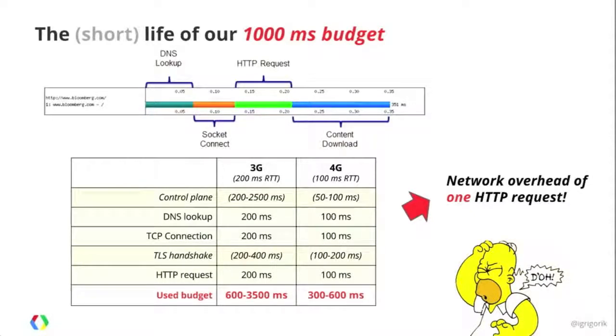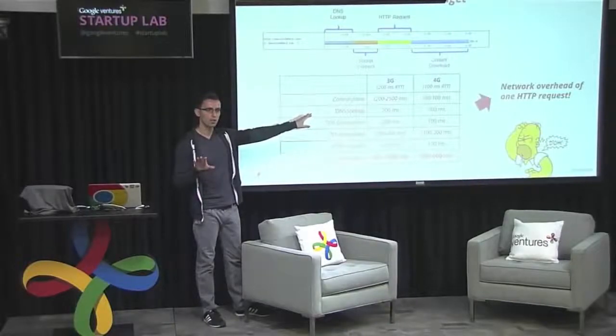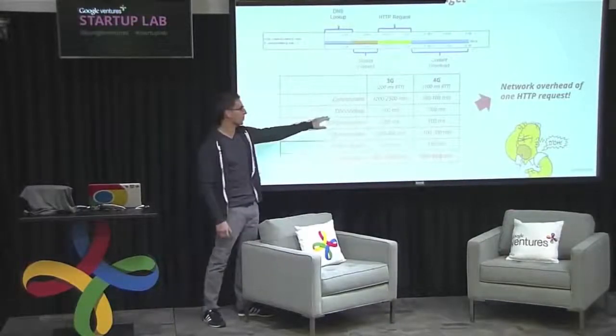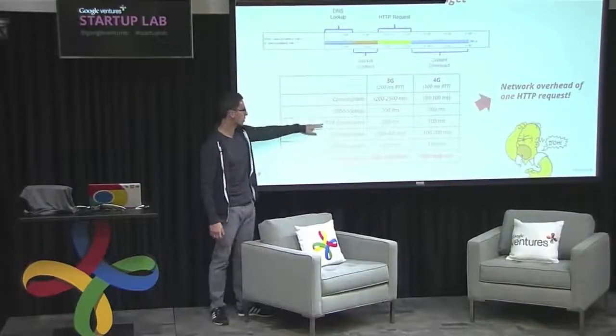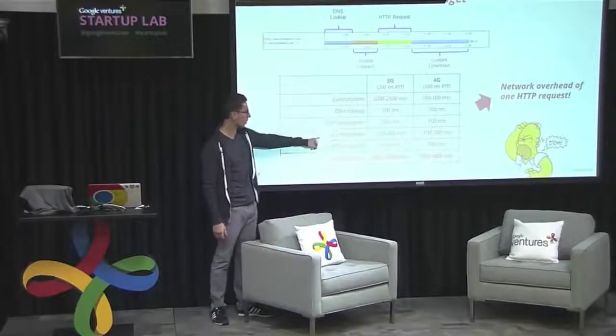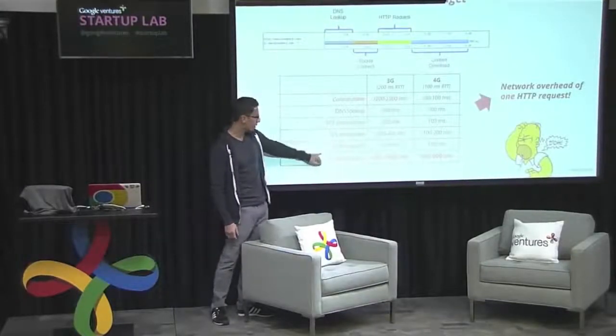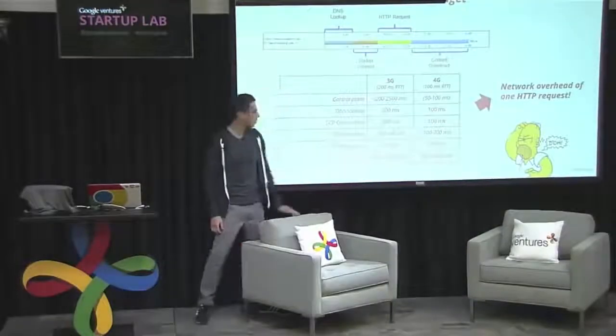On a 3G network, that can be up to 2.5 seconds. Then we need to do a DNS lookup, so I'm assuming these 200 and 100 millisecond round trip times, which I think are actually fairly aggressive in most cases. So these are, I'm going to say, optimistic numbers. So DNS lookup, we need to do the TCP connection. Then if you're doing TLS, then there's another couple of round trips, and then HTTP request. And what you end up with is we spent anywhere from 600 milliseconds.